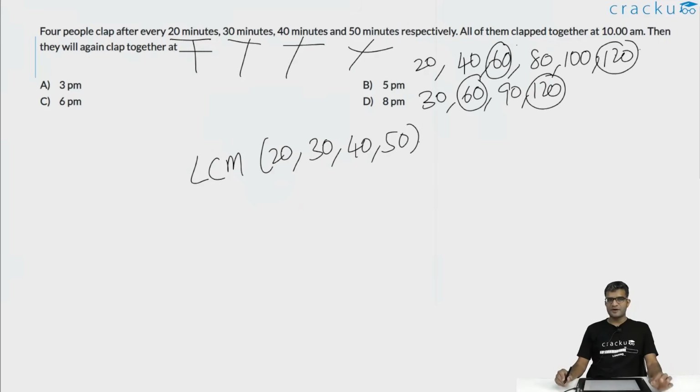What is the least common multiple of 20, 30, 40 and 50? That is equal to 600. So after every 600 minutes, they will be clapping together. 600 minutes is equal to 10 hours.